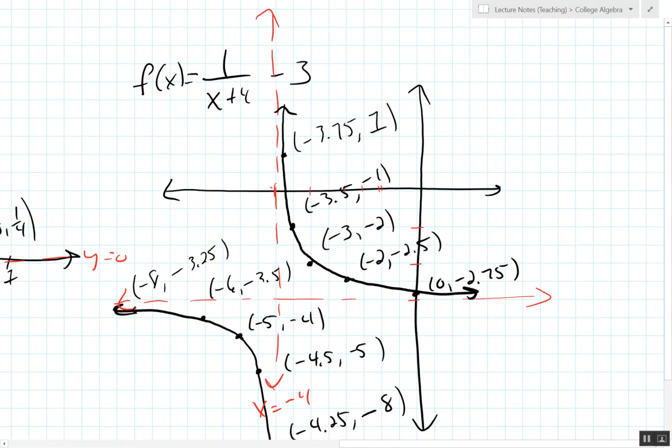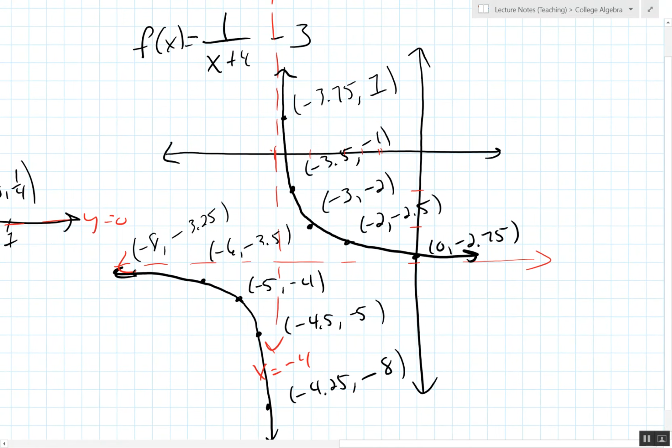So here's one graph. f of x equals 1 over x plus 4 minus 3, and basically all of the transformations are relatively the same. So we'll see you in the next video.